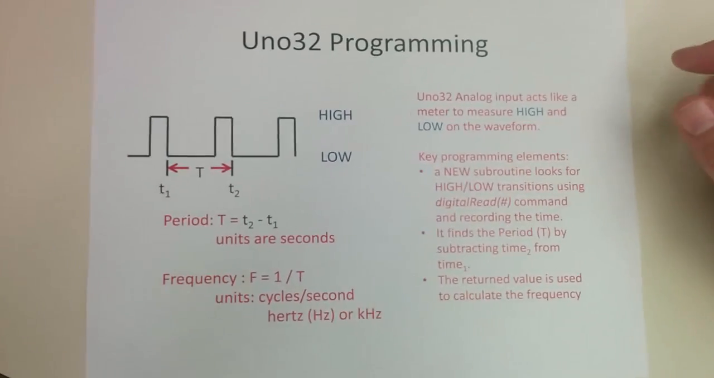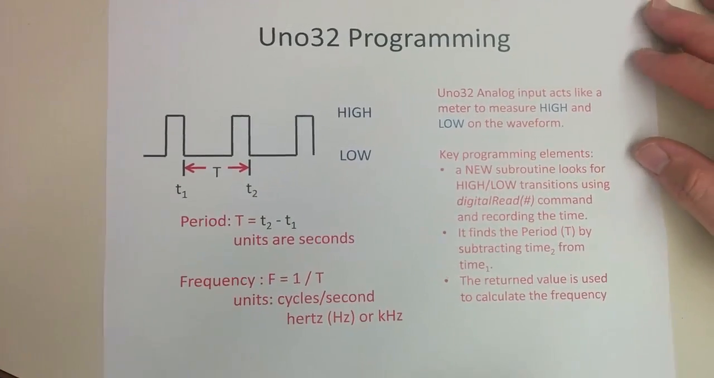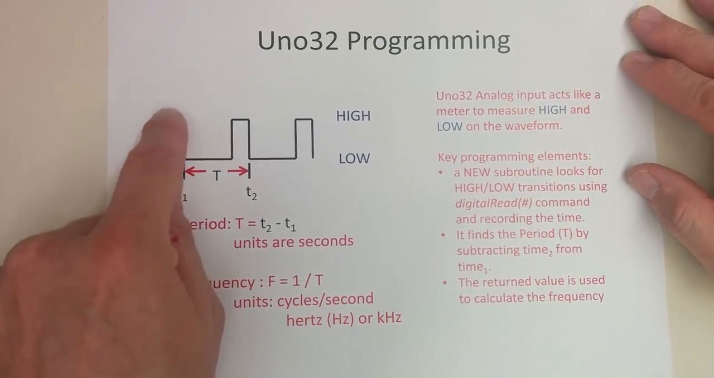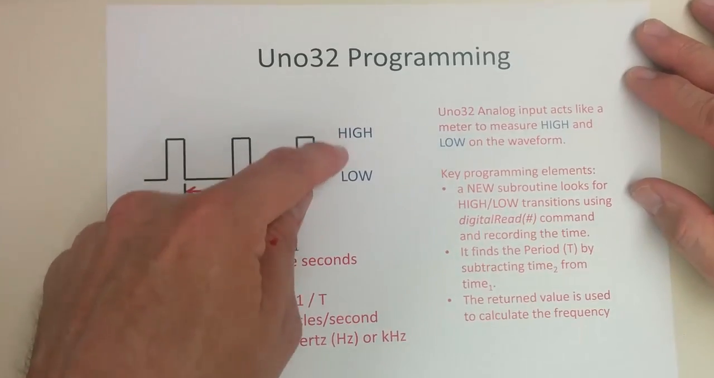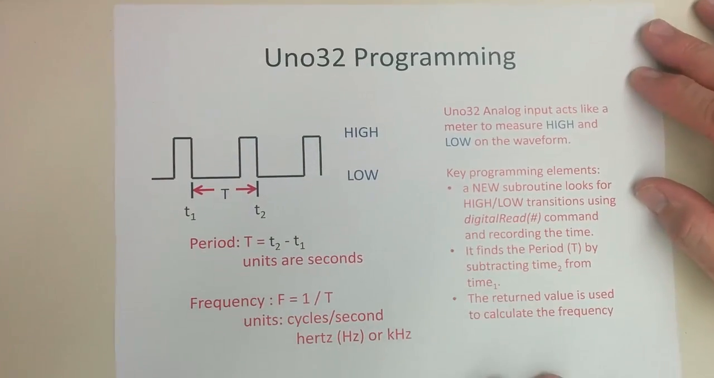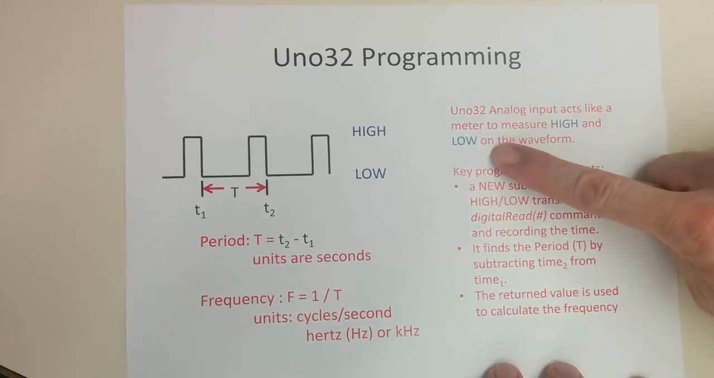All right, so let's talk about the UNO 32 programming for this case. Remember, we've got a pulsed waveform that we're going to be measuring. So we've got a digital input that's monitoring whether this is high or low. And so the program is going to take advantage of that high and low waveform.